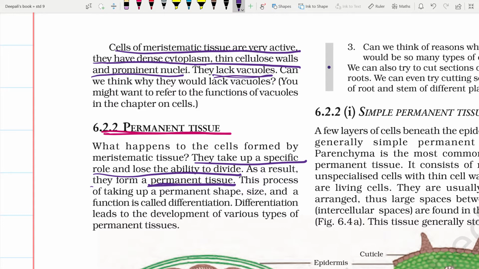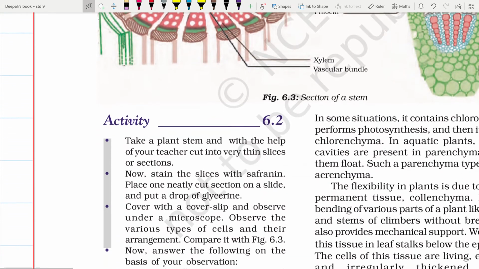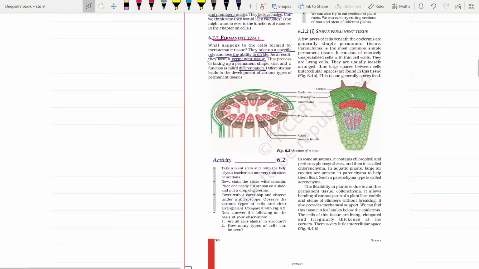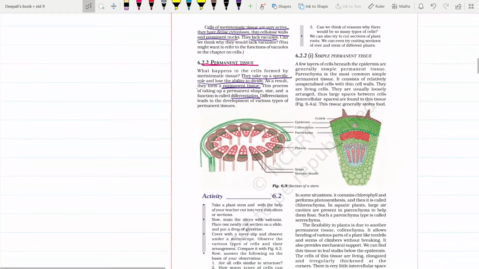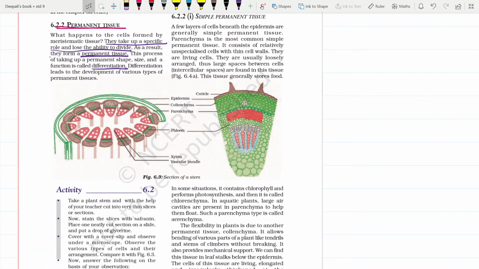This process of taking up a permanent shape, size and function is called differentiation. Differentiation leads to the development of various types of permanent tissues. Now, according to their complexity, they are divided into two: simple permanent tissues and complex permanent tissues.